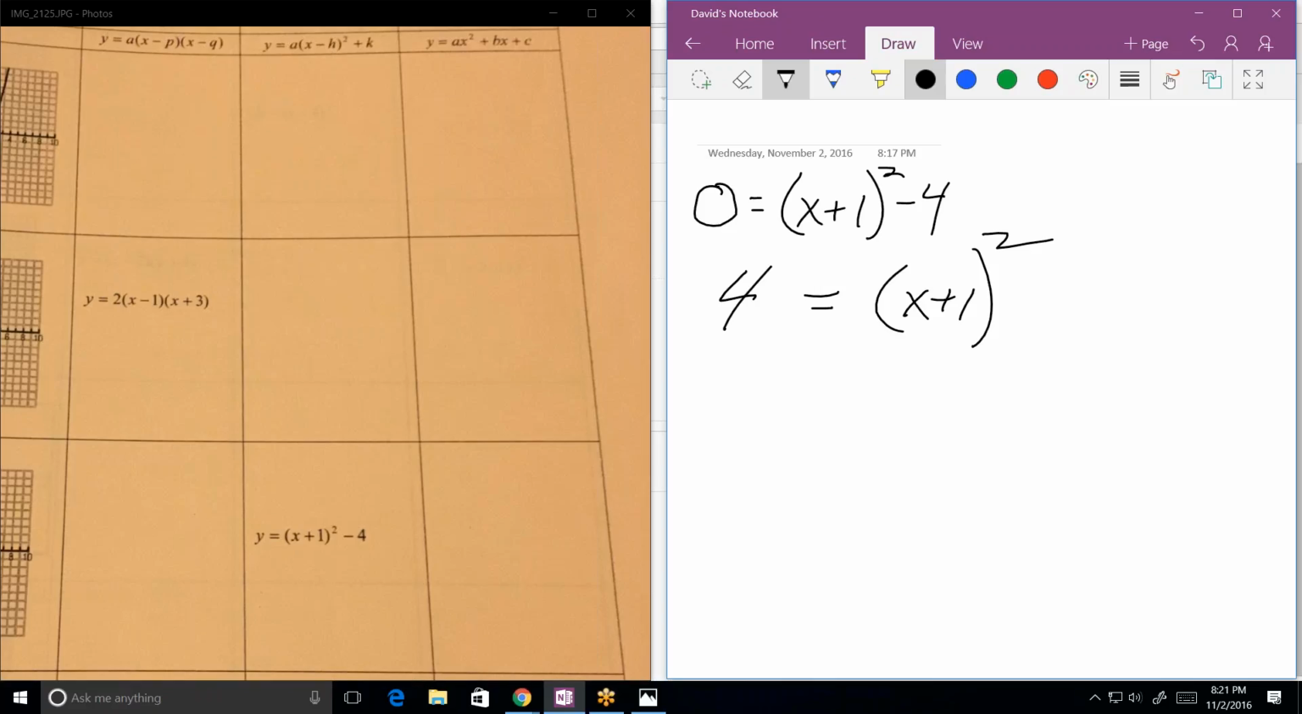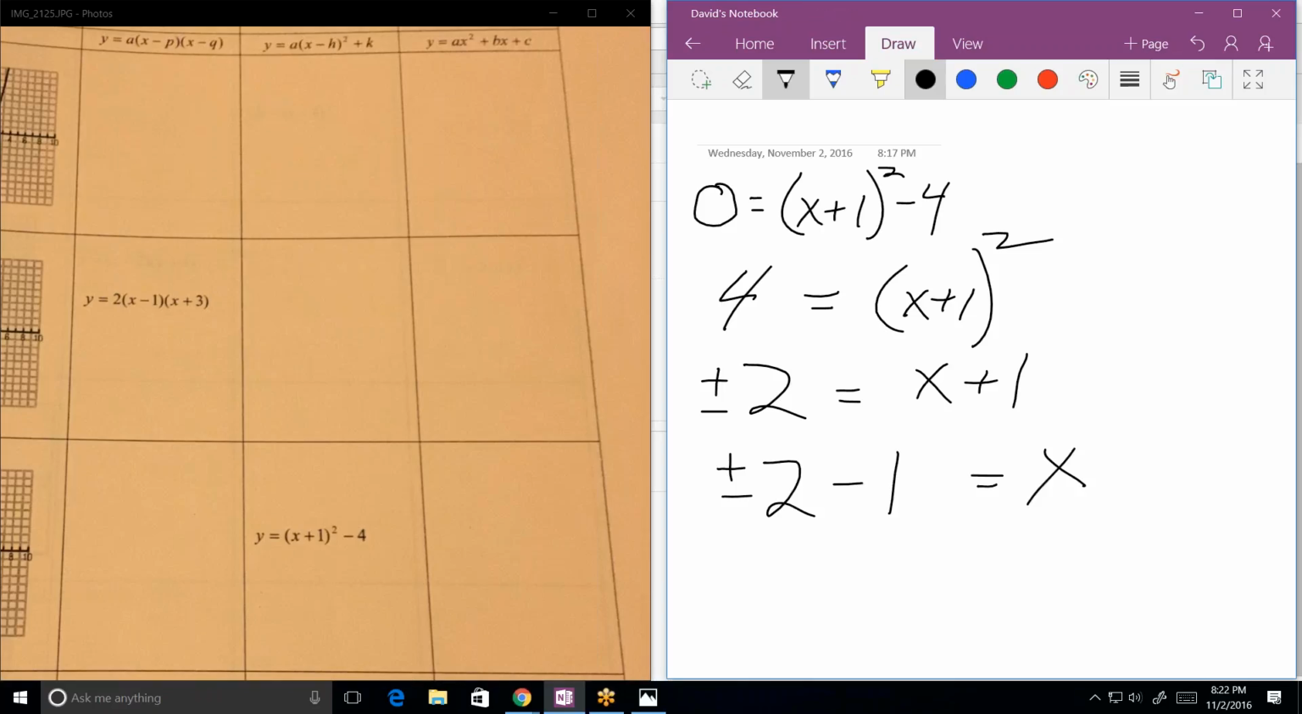Okay. So what's the square root of 4? 2. So it's plus or minus 2 equal x plus 1. Right. Now what? Subtract 1 from both sides. So here's our answer. So x is equal to 1 or 3.